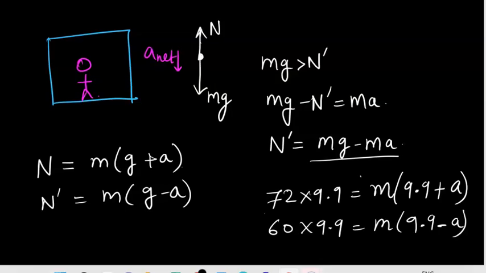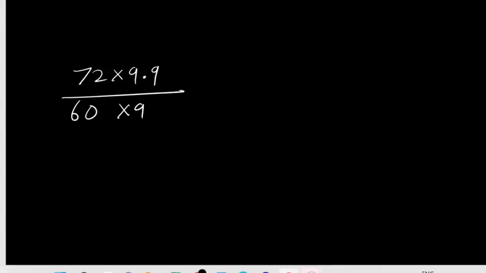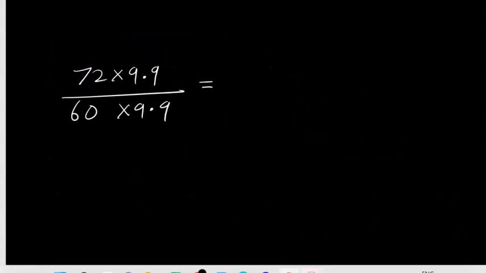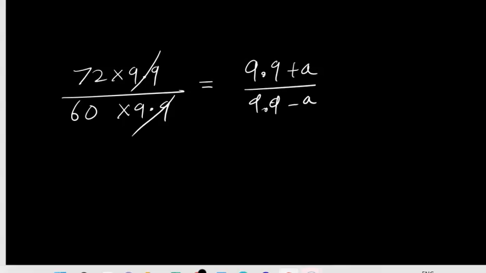So let's take the ratio of these two. If I take the ratio of equations 1 and 2, what I will get is 72 into 9.9 divided by 60 into 9.9 is equal to, m and m will cancel, 9.9 plus a divided by 9.9 minus a. So this and this will get cancelled, and 12 into 6 is 72 and 12 into 5 is 60. So this is 6 by 5.